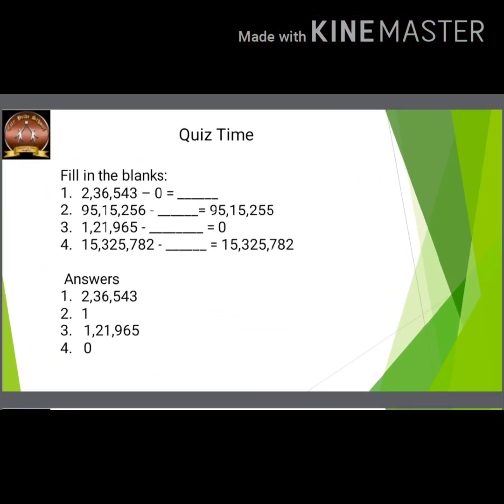Now let's have a quiz time depending on the properties of subtraction. The first one is 2,36,543 minus 0 is what? Anything subtracted by 0 gives me the same number. Yes. So my answer is 2,36,543.